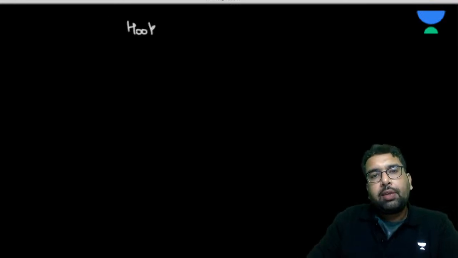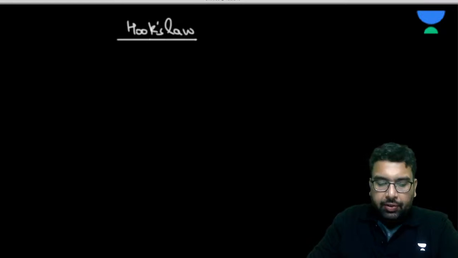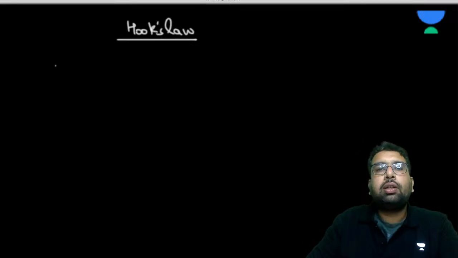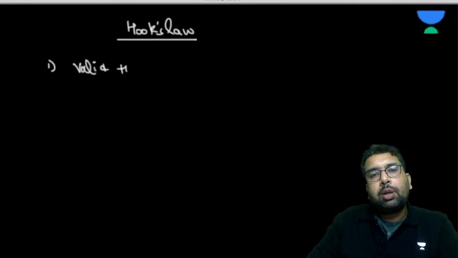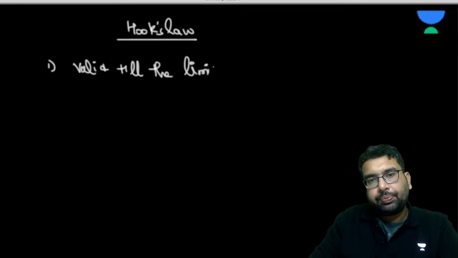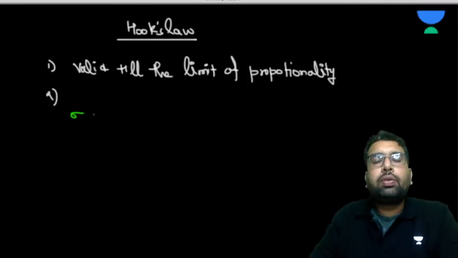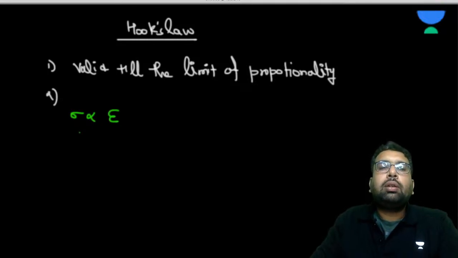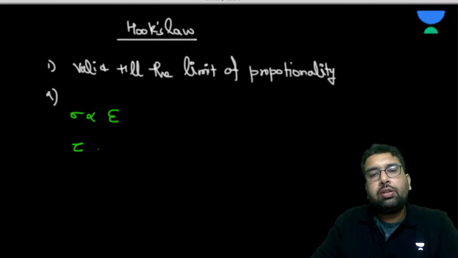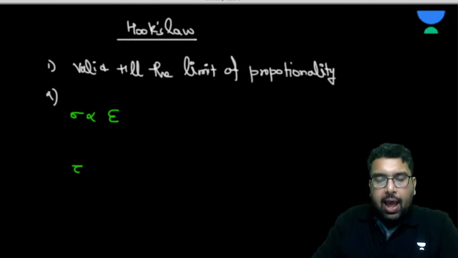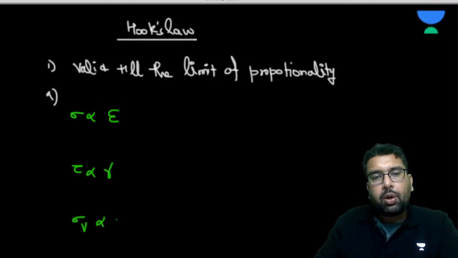Let me give you some sort of a revision to this. First thing I told you in the last session is that Hooke's law is valid till the limit of proportionality. Secondly, it is in three parts. It says that corresponding stress is proportional to corresponding strain. That means normal stress is proportional to normal strain, shear stress is proportional to shear strain, and volumetric stress is proportional to volumetric strain.